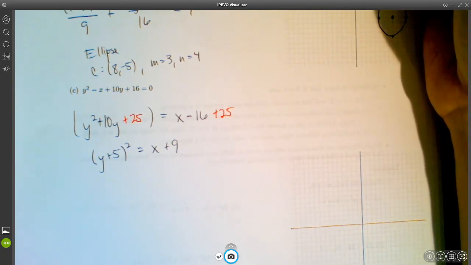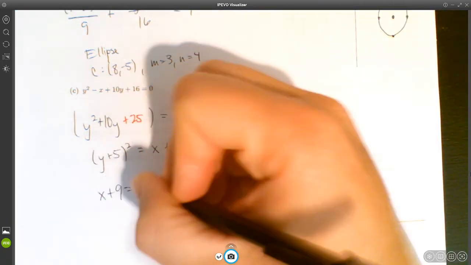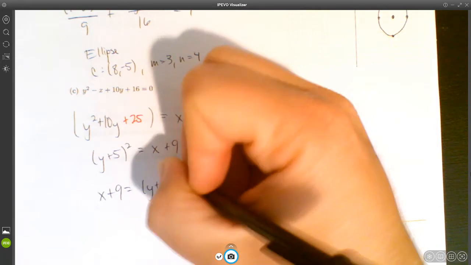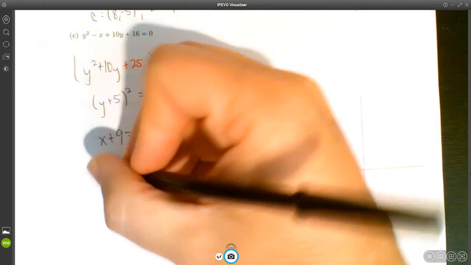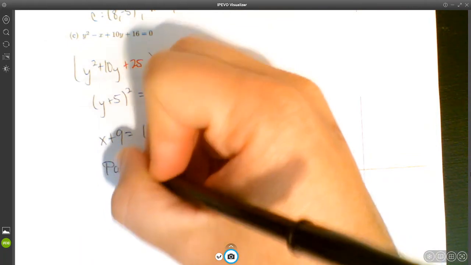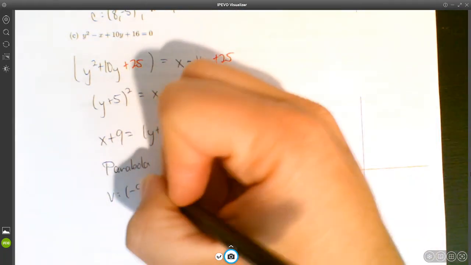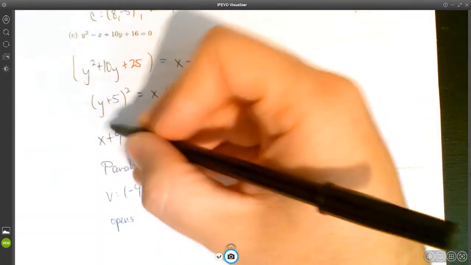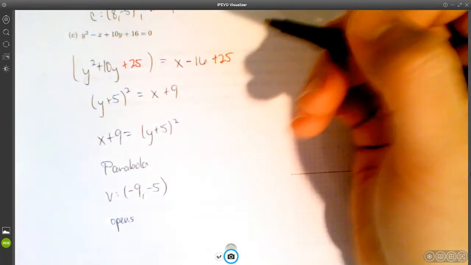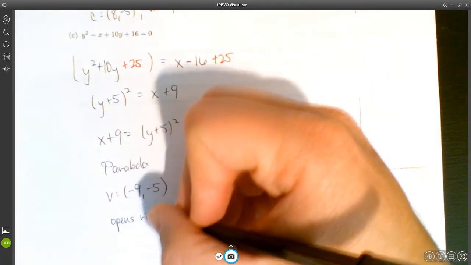I think we're actually used to seeing this the other way around, right? Usually we write this as x plus 9 equals y plus 5 squared. But it's pretty clear now. Okay, so this is a parabola. The vertex is -9, -5. And this thing opens, well, x came first, so it opens along the x-axis.